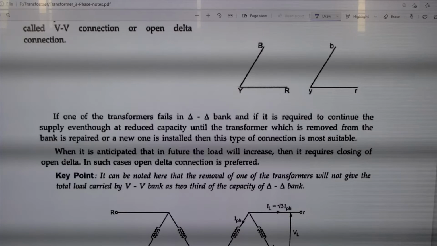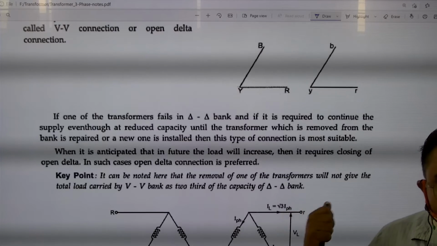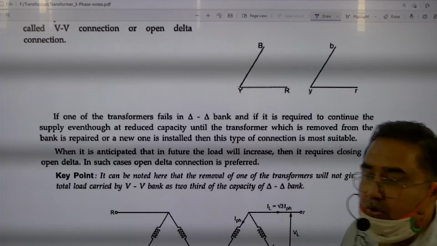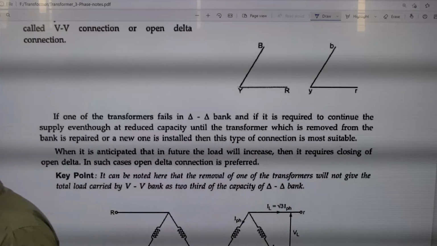मान लो एक वाइंडिंग खराब हो गई, तो हम उसी डेल्टा डेल्टा ट्रांसफॉर्मर को VV कनेक्शन में चलाकर अपनी सप्लाई कंटिन्यू कर सकते हैं. Is it clear or not?